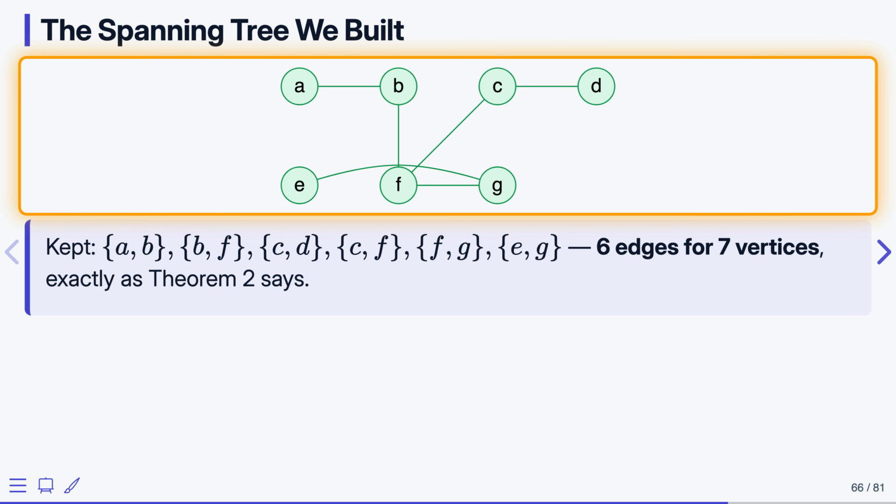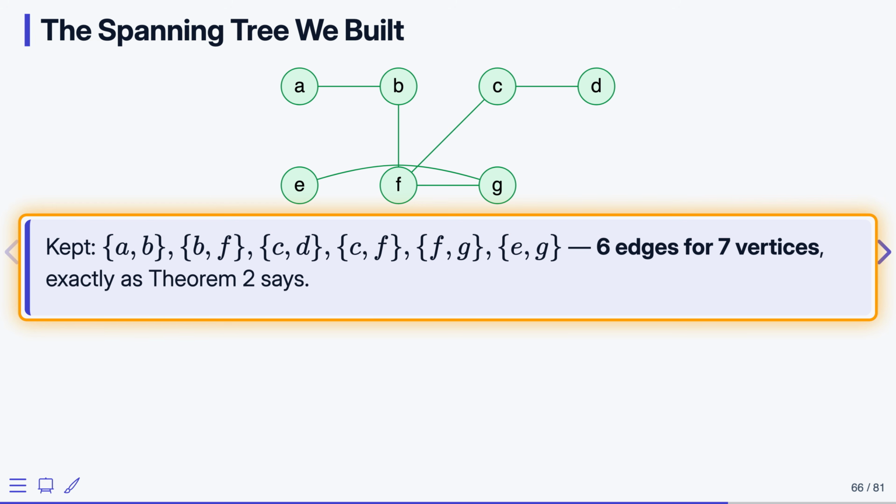Does it have a loop? No, every removal we made broke one, and we added nothing back. And count the edges. There are 6 for 7 dots. That is 1 less than the number of dots, exactly as Theorem 2 promised. So this really is a tree, and it spans the whole graph.